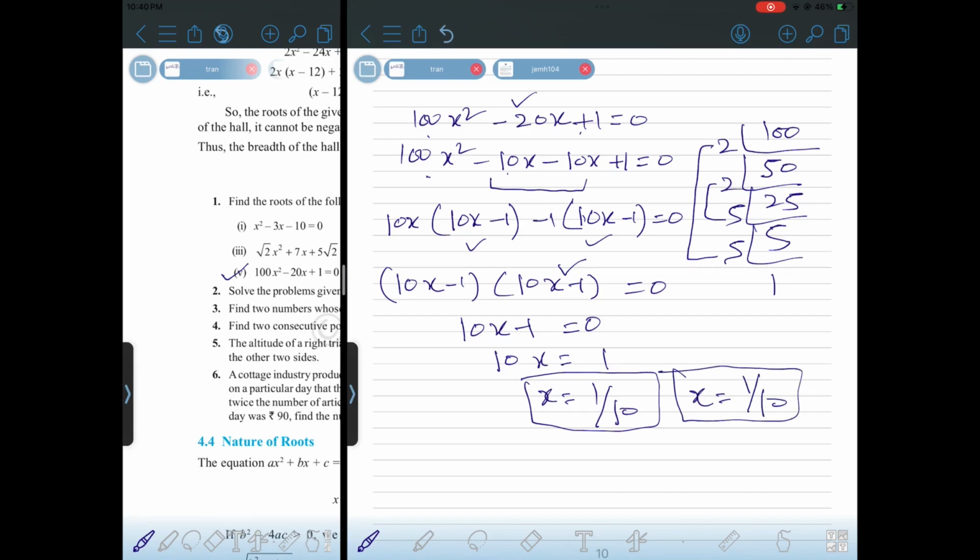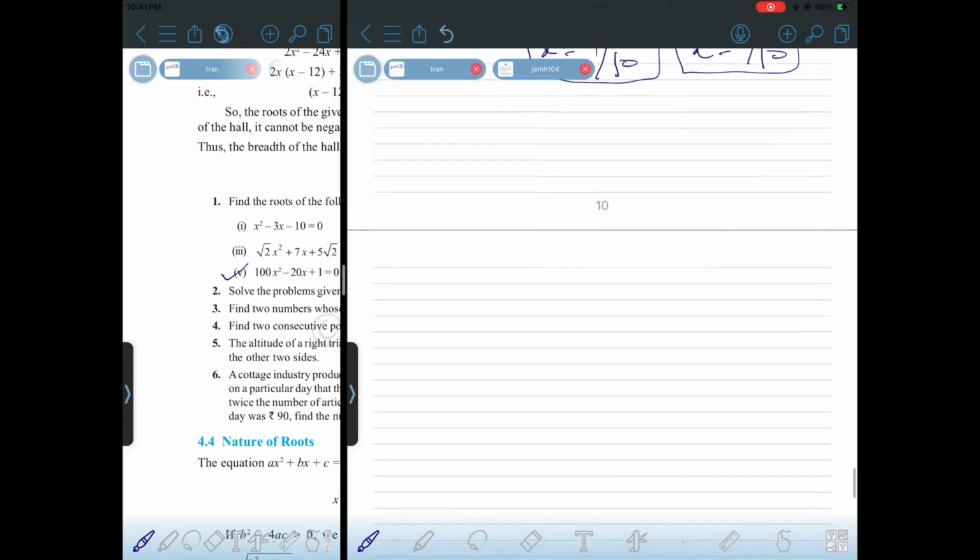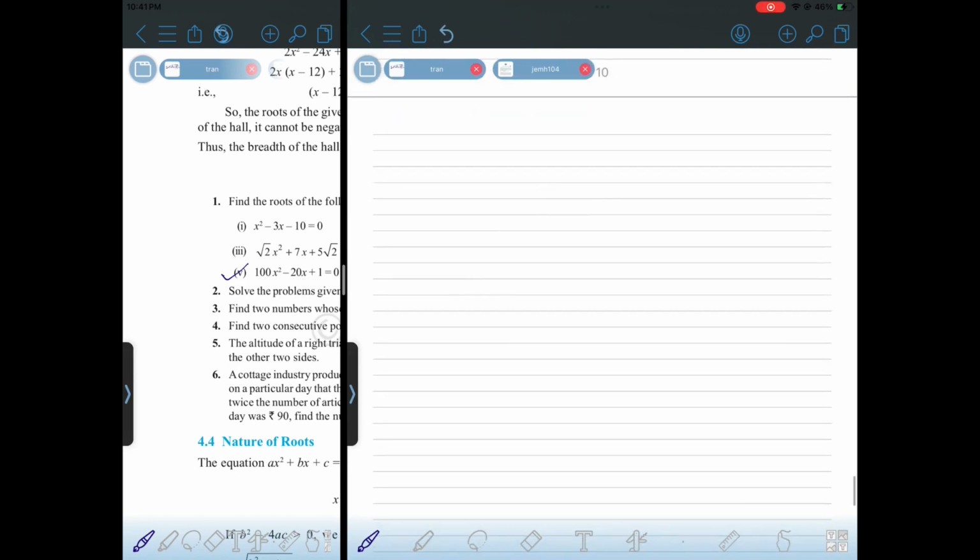In factorization, the main thing is that you first multiply the coefficient of x² with the constant term, then find the factors and arrange them in such a way that their sum gives the middle term, and their product is the product of those two. That's how you can do all the questions. So this completes our question number 1.